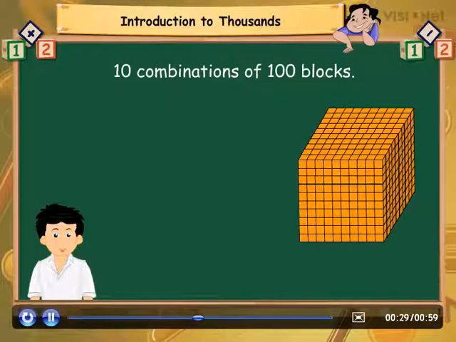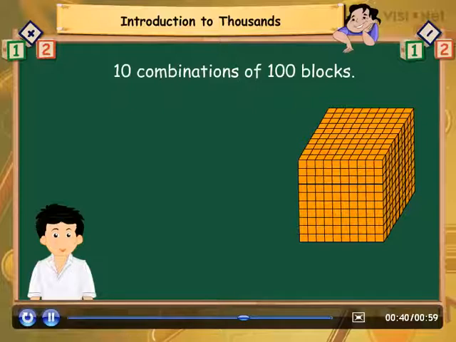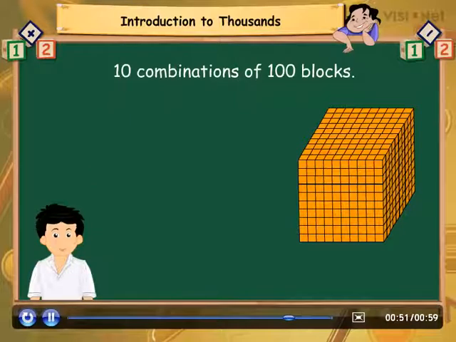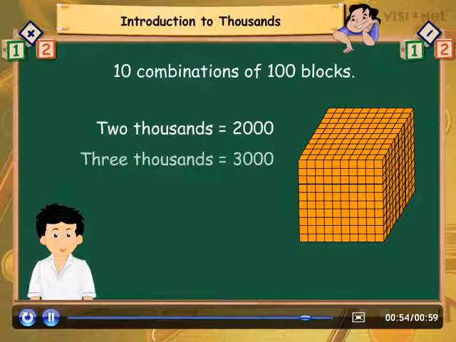Now, I am telling you an interesting fact. Do you know what is the largest 3-digit number? It is 999. The fact is 999 plus 1 is equal to 1000. You can observe that 1000 is the first 4-digit number. Similarly, 2000, which is the group of 2000, 3000, which is the group of 3000, and so on.